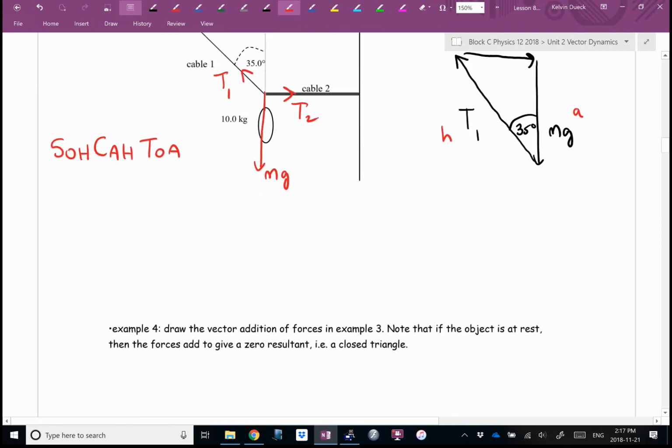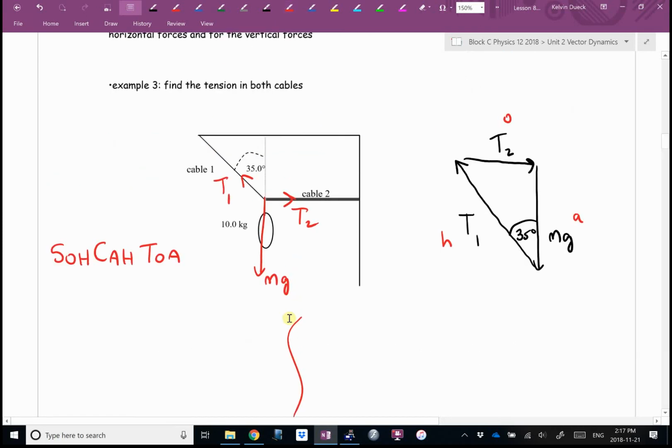Okay. It wants me to find the tension in each cable. I'll find tension 1 on the left. I'll find tension 2 on the right. Which force do I know?